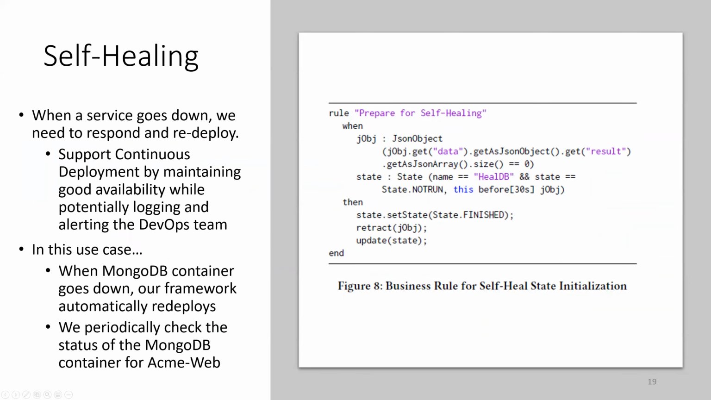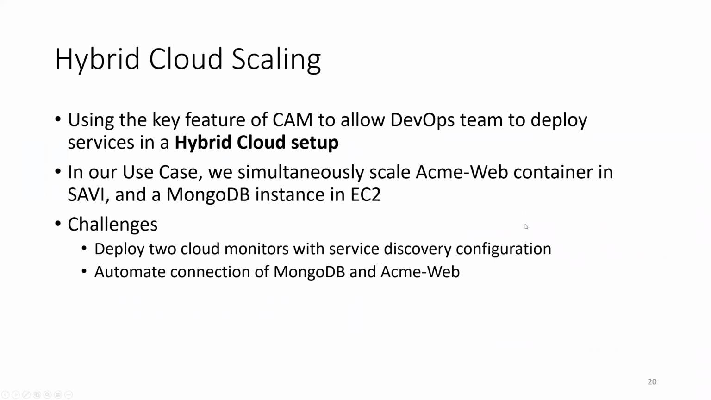The next use case is our self-healing use case. When a service goes down, we need to respawn and redeploy it. In this use case, we support continuous deployment by maintaining good availability while potentially logging and alerting our DevOps teams. And the final use case is hybrid cloud scaling. Here we use a key feature of CAM to allow DevOps to deploy services in a hybrid cloud setup. In this use case, we simultaneously scale Acme Web in Savvy and MongoDB in EC2.